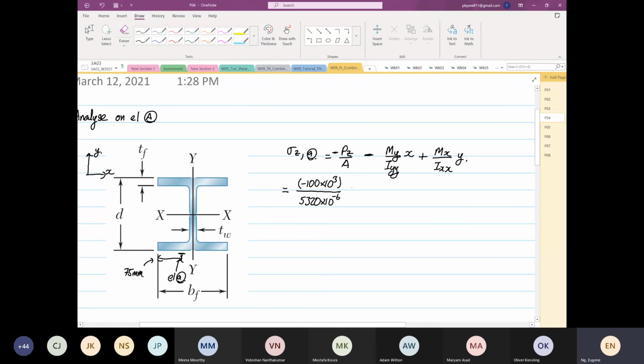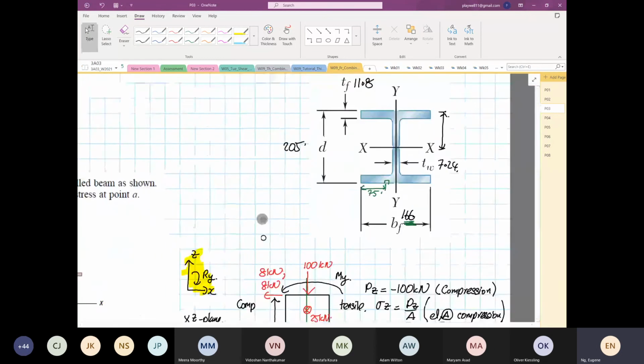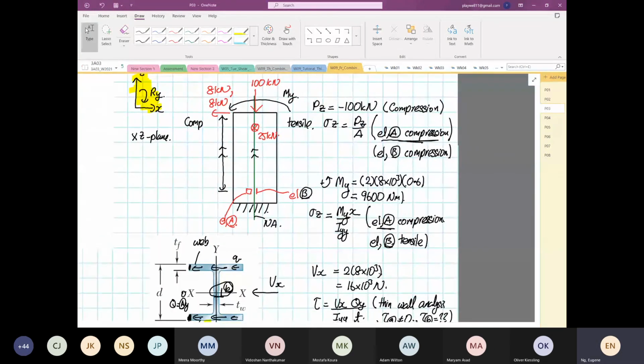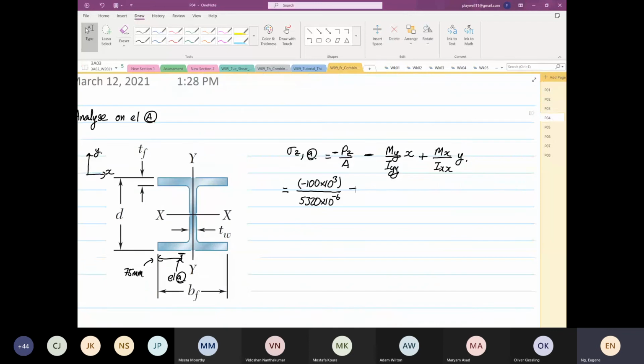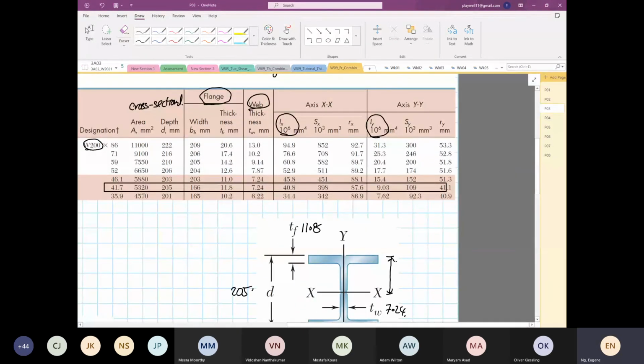Then we are going to minus My. So what is My? I have to look for the My value. It is 9600, so we put the minus already. 9600, then we divide by Iyy. Iyy is 9.03 times 10 to the power minus 6.